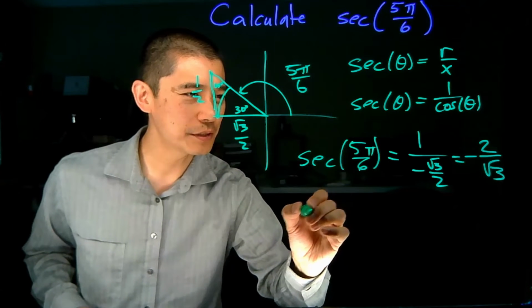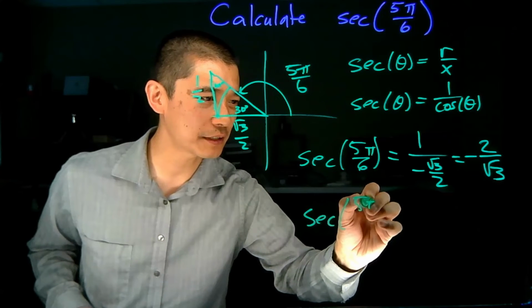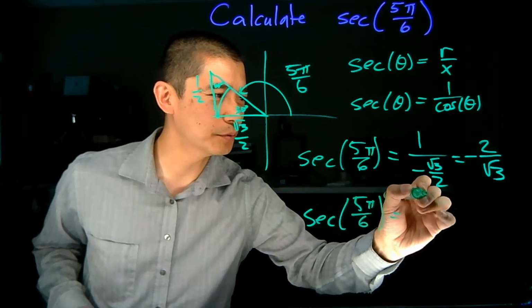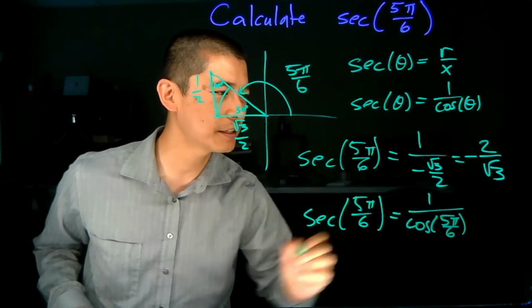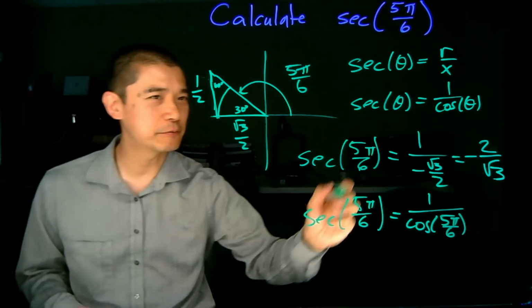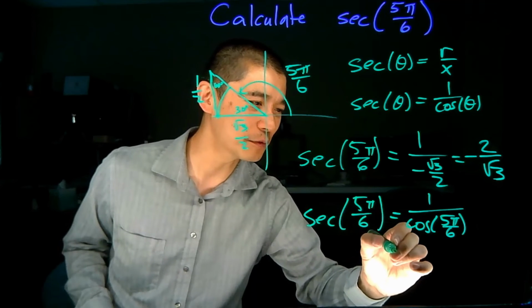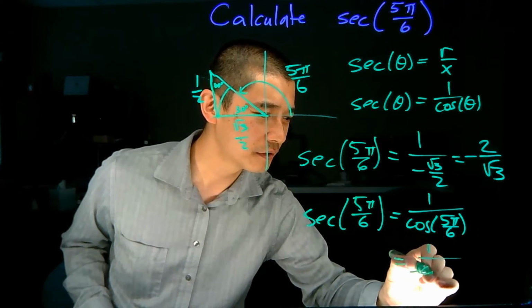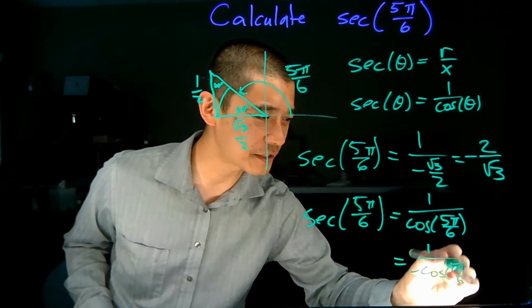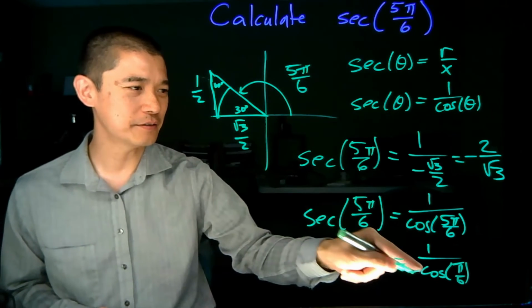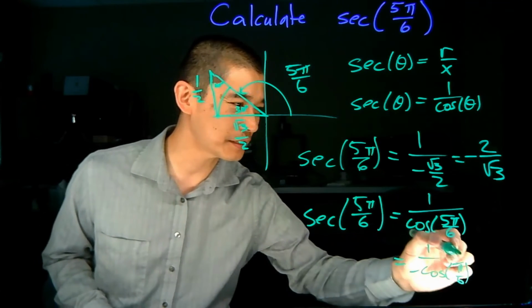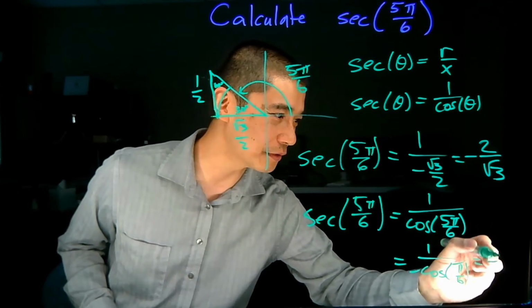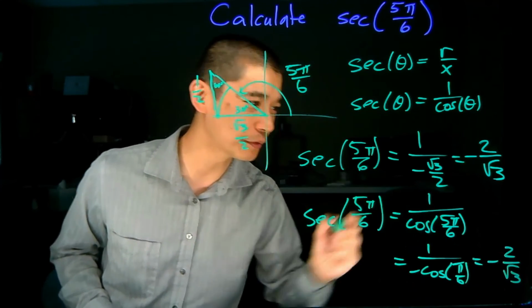Or we can do secant of 5 pi over 6 is equal to 1 over cosine of 5 pi over 6. To calculate cosine of 5 pi over 6, we use the reference angle and adjust the sign, so that's a negative cosine of pi over 6, right? So it's in the negative direction, and that is our reference angle, pi over 6. And that leads us to the same result, negative 2 over the square root of 3.